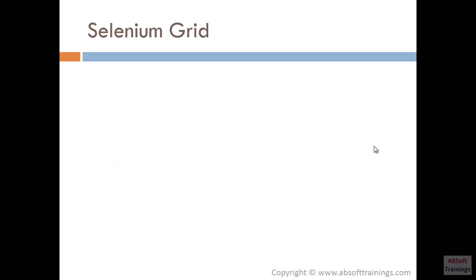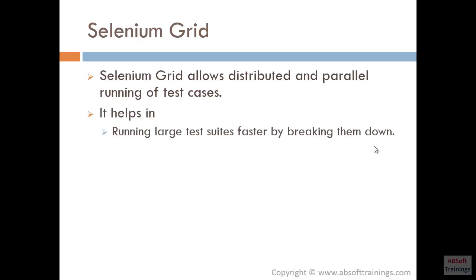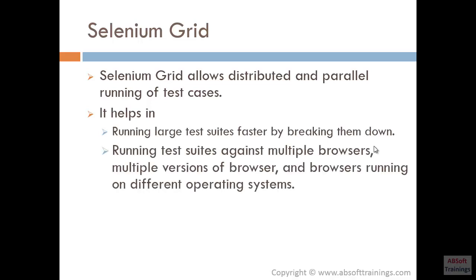Now let's look into Selenium Grid. Selenium Grid allows distributed and parallel running of the test cases. Selenium Grid has nothing to do with the development. If you want to automate a test case, you want to write the automation code, there is no Selenium Grid. It is going to be using Selenium WebDriver. Selenium Grid helps you in running. You can distribute and run test cases parallelly. It helps in different scenarios. So these two are the common scenarios.